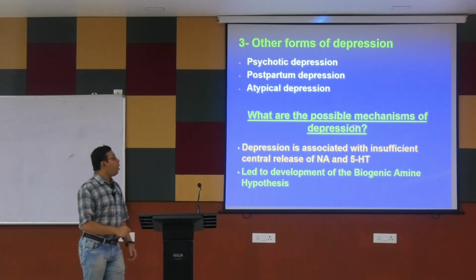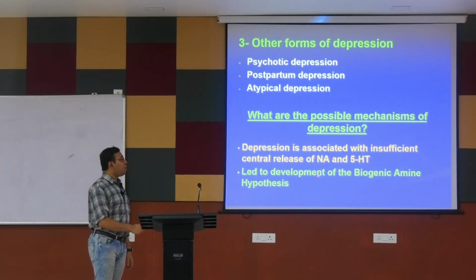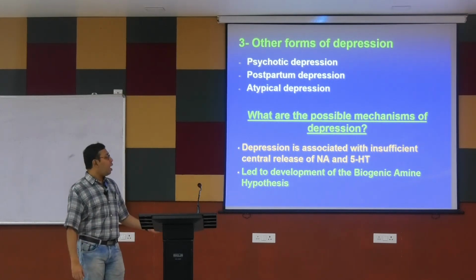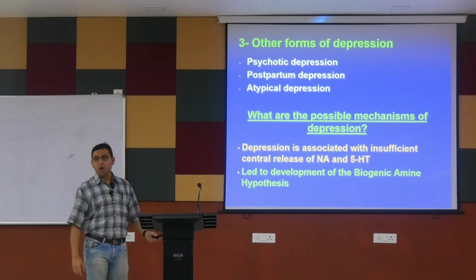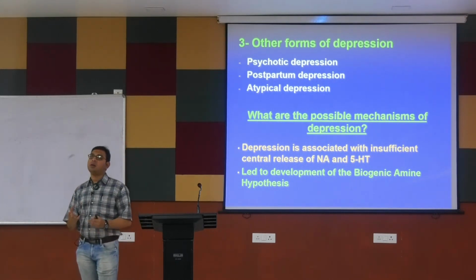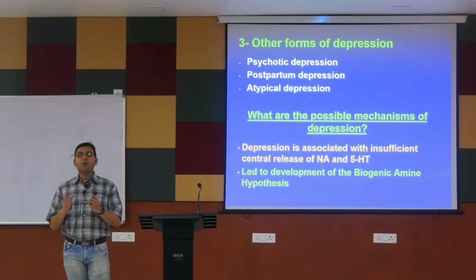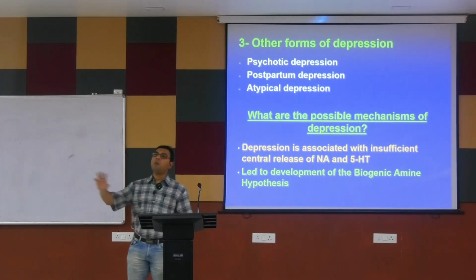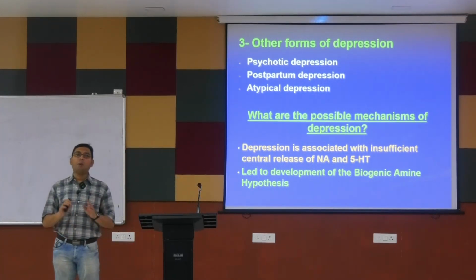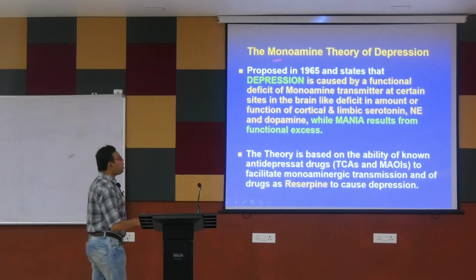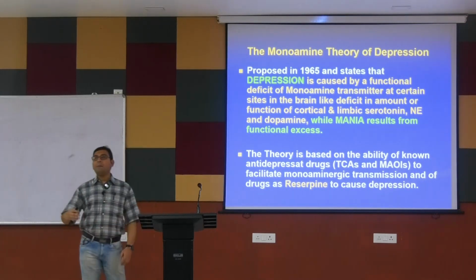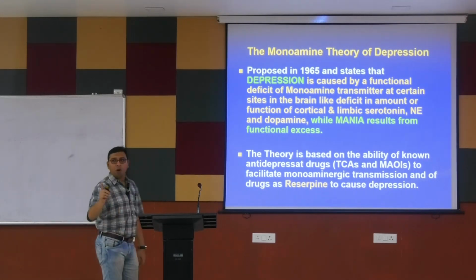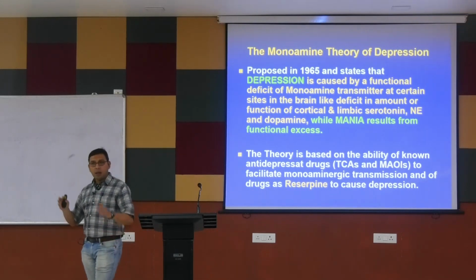So possible mechanisms, the mechanisms I have already discussed. There is insufficient central release of norepinephrine, noradrenaline and 5-hydroxytryptamine, that is serotonin. So in the synapse, there is deficiency of neurotransmitters, most commonly norepinephrine and serotonin. There are numerous other hypotheses also. This is known as the monoamine hypothesis. The monoamine theory of depression, on the basis of which most drugs usually operate. These are the monoamines, noradrenaline and serotonin.